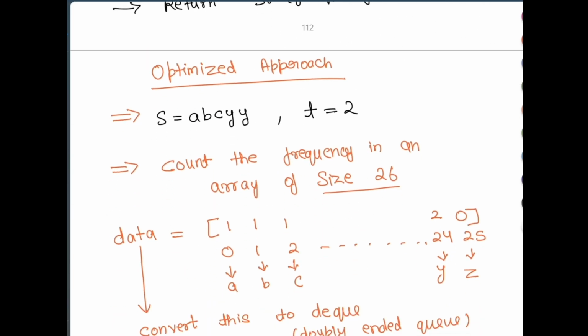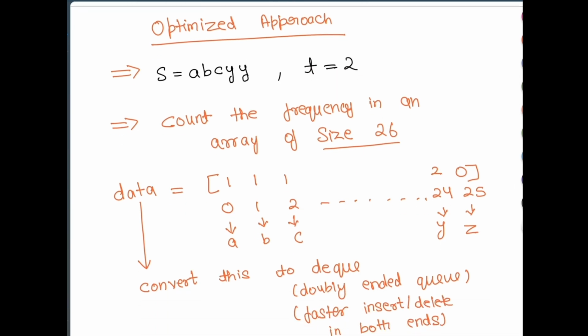So now let me show you the most optimized approach, and this is going to be the best approach for this particular problem. Let us say the input S is ABCYY, and the value of t is 2. Now again you will do the same thing. You are going to count the frequency in an array of size 26. That is, each index in your array represents a character: A, B, C, Y, Z, P, S, R, whatever the characters are, okay?